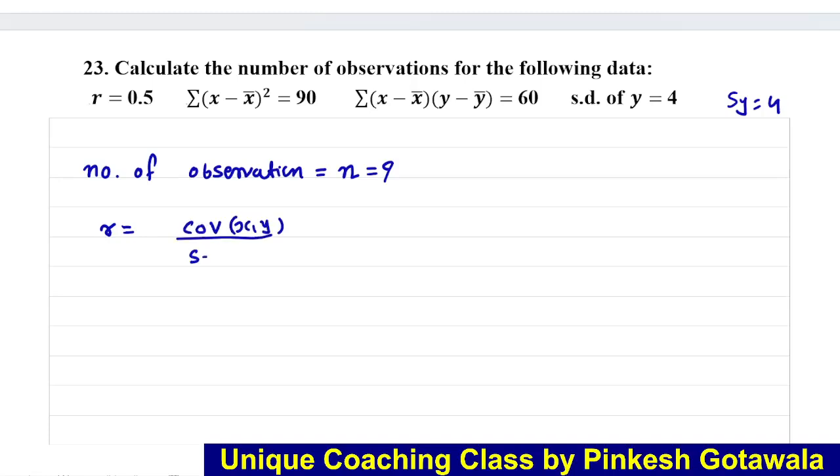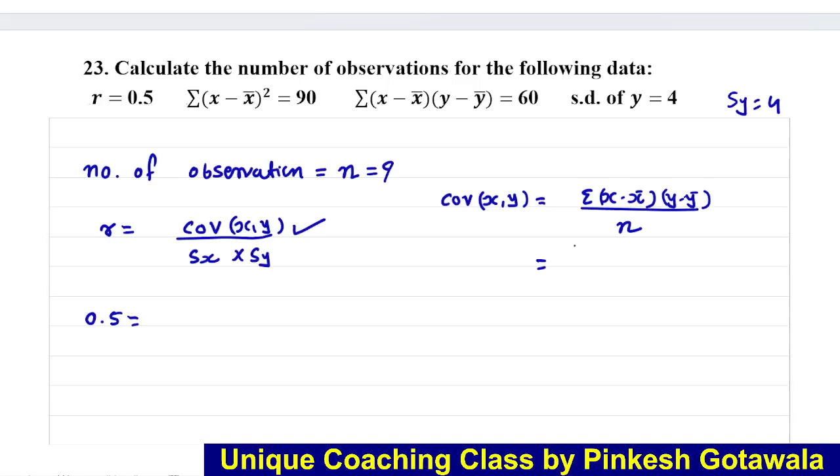Okay, r is available, 0.5. COVXY is not available, just apply its formula as we applied in the previous sum. COVXY is sigma of x minus x bar, y minus y bar, divided by n. So the sum of x minus x bar, y minus y bar is 60, divided by n. Now next we cannot do anything because we don't have a value of n. So we should write it as it is, 60 divided by n.